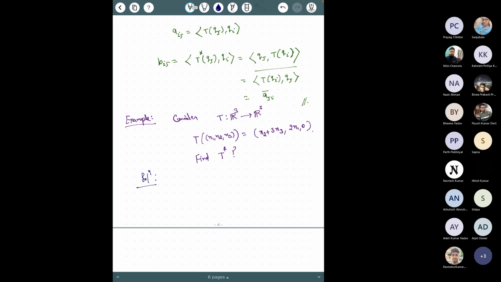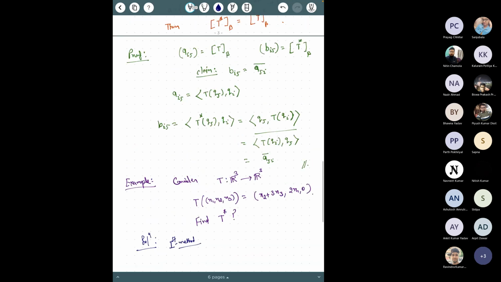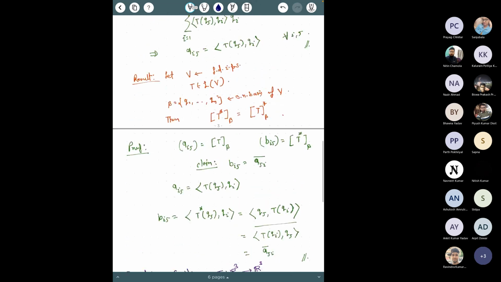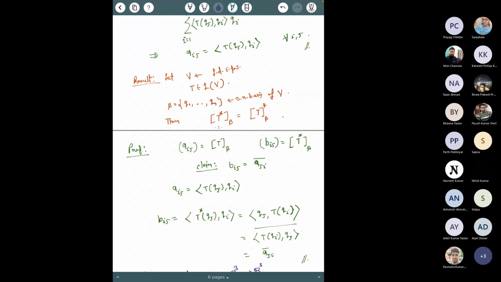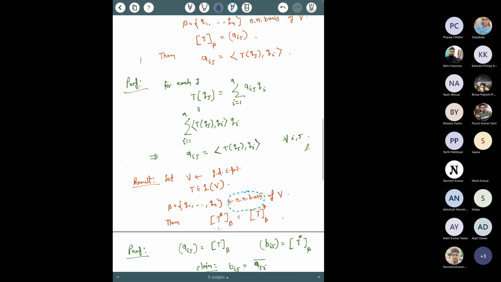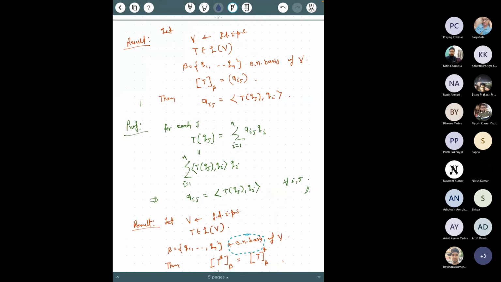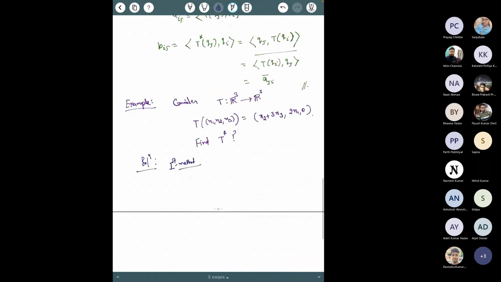As I mentioned, there are two ways. The first way is to use the above result. Let me do it in two ways so you know both. The first method is that you find the matrix representation of T with respect to an orthonormal basis. This is very important: the result we are using in this proof is true only when we have an orthonormal basis. So first you have to find an orthonormal basis for R3.